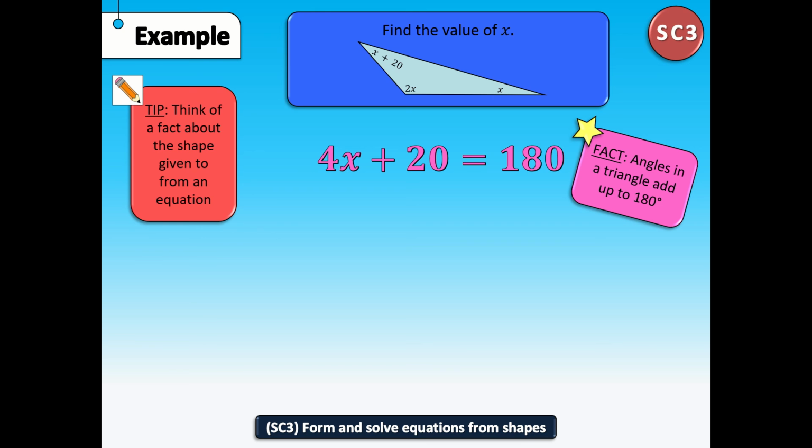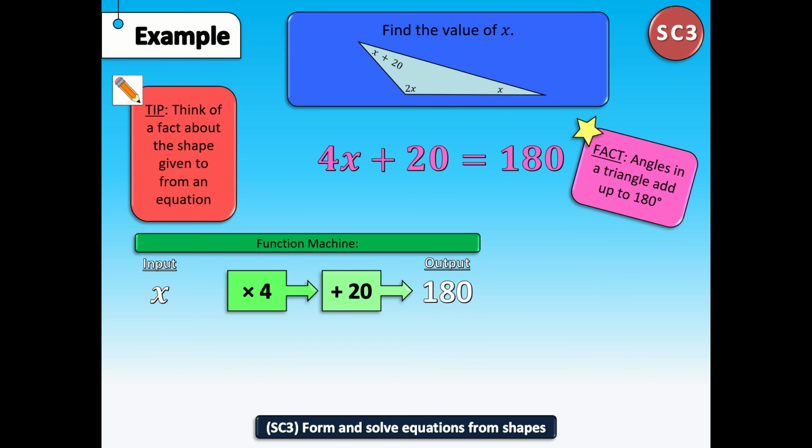So if we add together all the angles, x plus 20 plus 2x plus x, that equals 4x plus 20. And because the angles in a triangle add up to 180 degrees, that must equal 180. So now we need to solve the equation by saying what we're doing to x, times it by 4, we're adding 20, and we get 180.